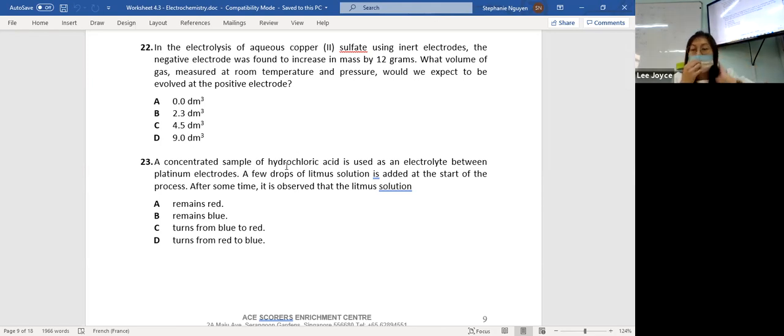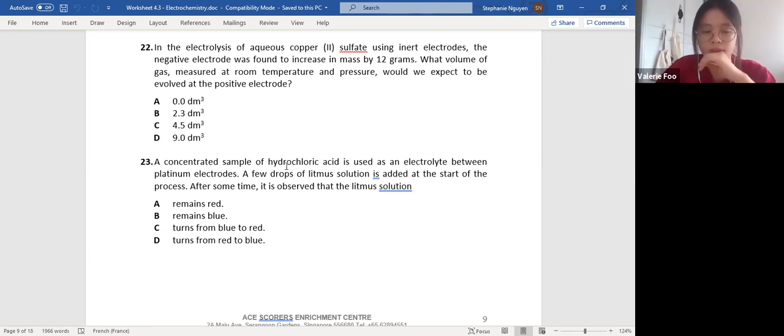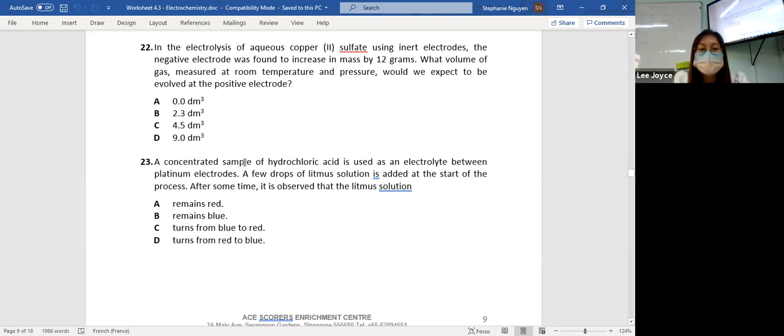Got it? Any questions? Can you explain again? Yeah, so I was saying that there are two sources of the hydrogen ion. One comes from the water molecules in the hydrochloric acid, and the other one comes from the hydrochloric acid itself. Clear on this? Yeah, okay.